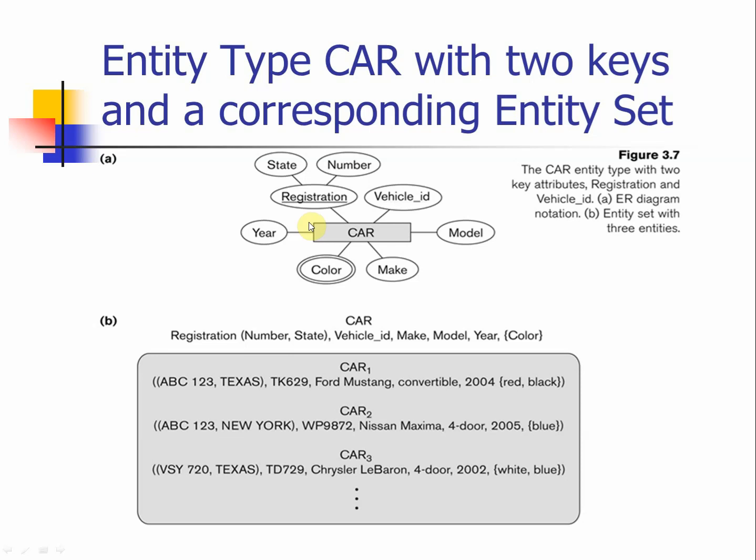Your social security number is a perfect key attribute to be underlined, using that number to find any one of you. Sometimes you have choices, like the car example. You have two choices. You can use registration, underline that, or you can underline the vehicle ID, VIN number, as the key attribute. So in this case, you have multiple choices. The design is based on your choice.